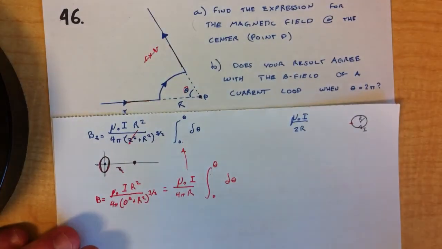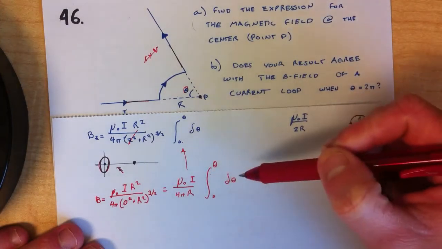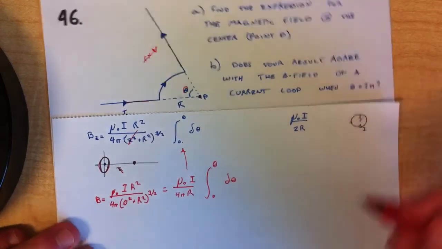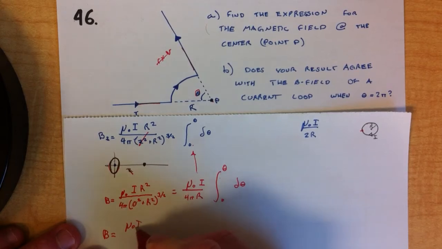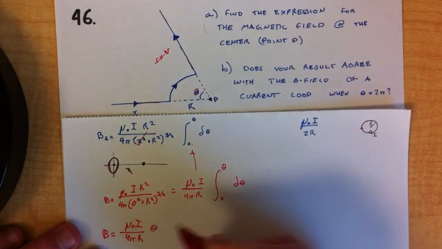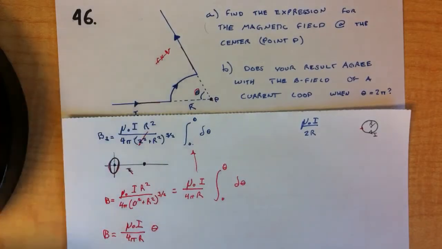So pretty much what happens now is when you integrate this guy, you're just going to get out a theta, and theta is going to be in radians. And what's going to happen is we're going to get B equal to mu naught I over 4 pi r times theta. Now theta, with 4 pi in the denominator, is going to create a fraction of the total loop, and that's going to modify the B field, so it'll change the magnitude of the B field depending on how much of the loop you're integrating across.